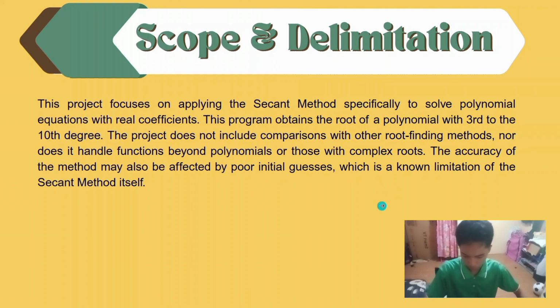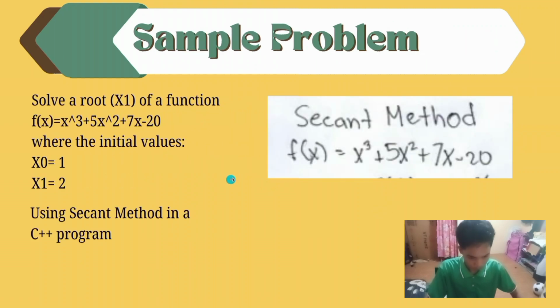Let's proceed to the sample problem. So here's the sample problem. Solve a root x1 of the function f of x equals x cubed plus 5x squared plus 7x minus 20, where the initial values x0 is equal to 1 and x1 is equal to 2, using the secant method in a C++ program.